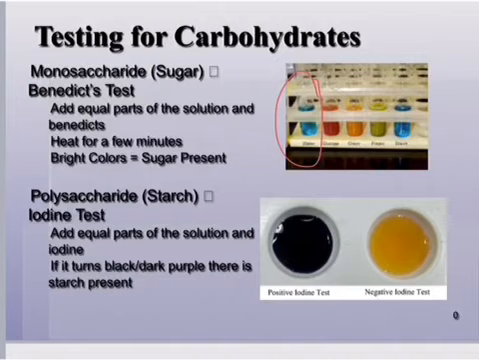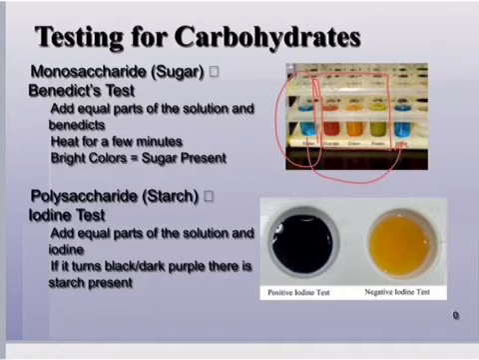If a sugar is present, the Benedict's solution and the sugar will turn into one of these bright colors here. That bright red, orange, or green can all be an indicator for the presence of sugar. If there is no sugar present, it will remain the same.